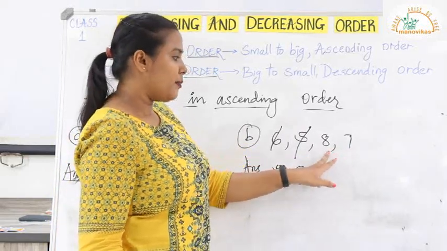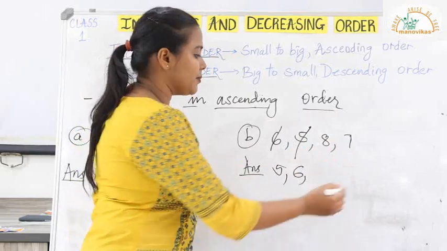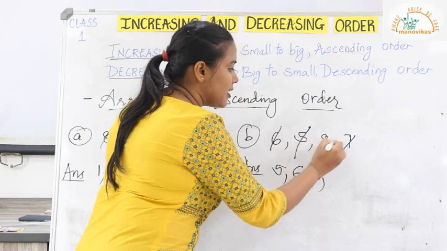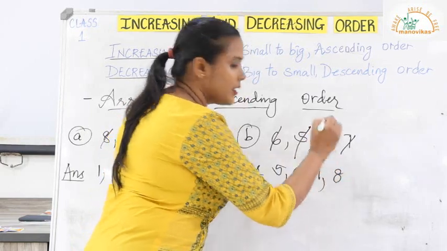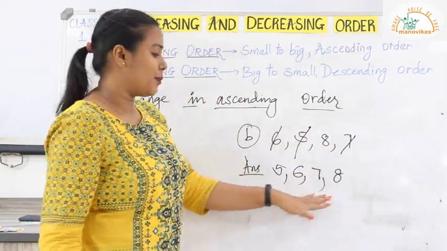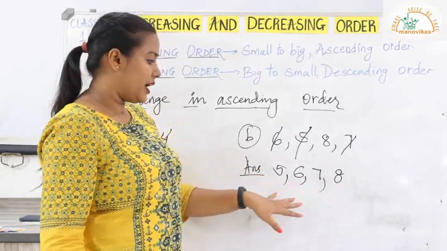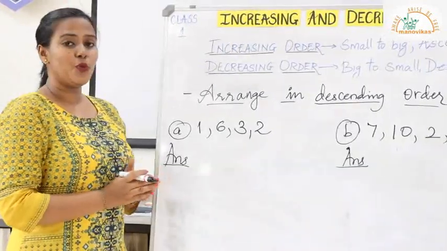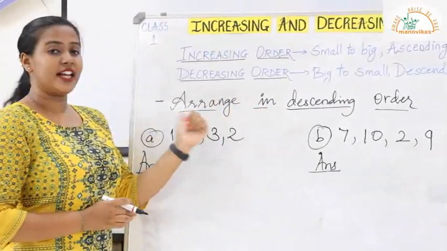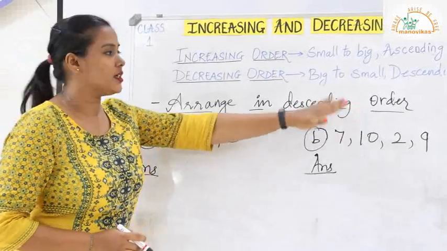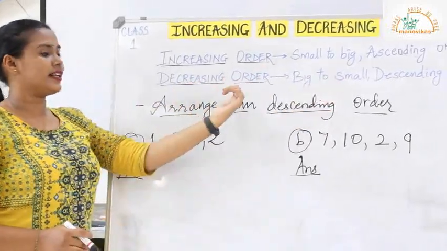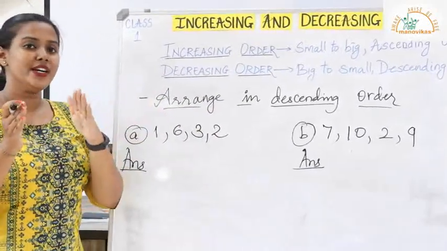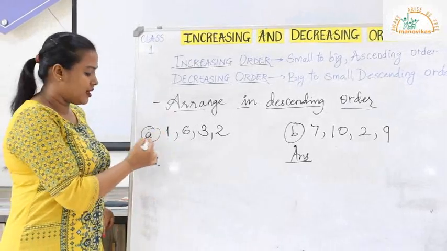Now students, among these 2 numbers, 8 is the biggest number. So we write it last and we write number 7 first. We cancel it. And the number which we are left with is number 8. So here we have arranged these numbers in the ascending order, that is from 5 to 6, 7 and 8. Students, let's move on to the second exercise, that is arranging numbers in descending order. Descending order or the decreasing order, wherein you have to arrange the numbers from a bigger number to a smaller number.